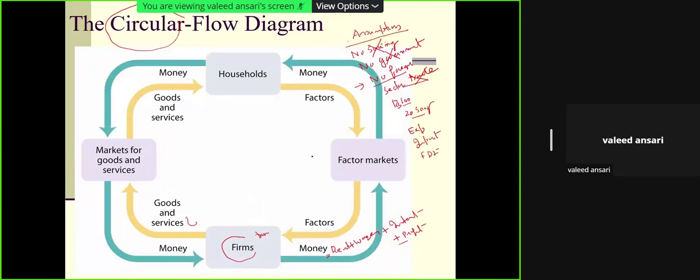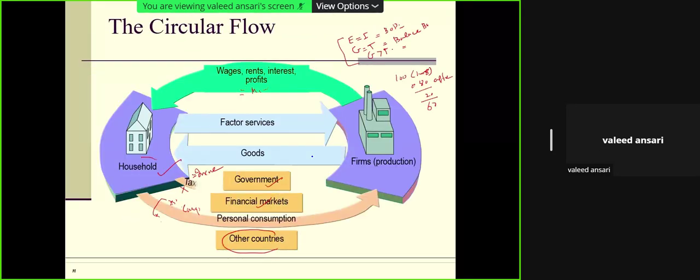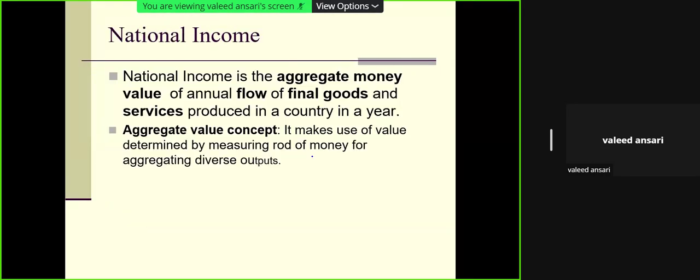Now let us go further. If you have any question, I can answer. I will introduce the concept of national income today, and I will explain to you what national income is.